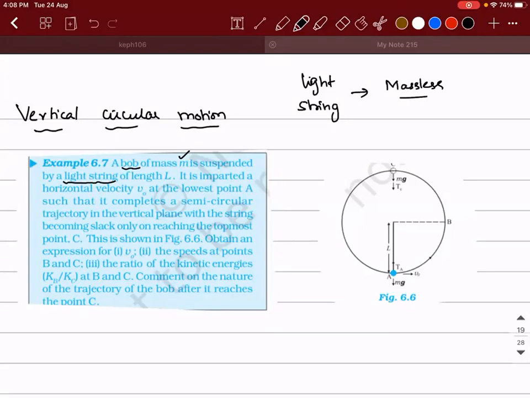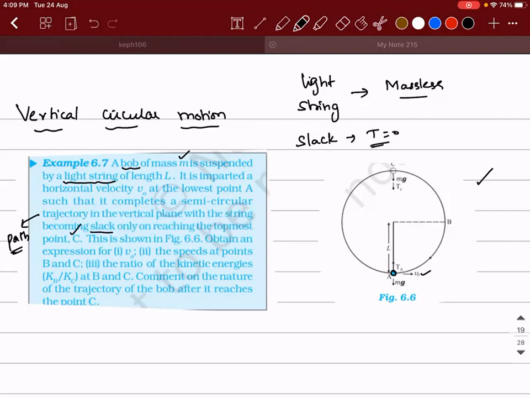Yes, it is imparted a horizontal velocity v naught at the lowermost point A, such that it completes a semicircular trajectory. Trajectory means path. Semicircular trajectory in the vertical plane with the string becoming slack. So the meaning of slack is tension becomes zero at that point. With the string becoming slack only on reaching the topmost point C. So this is shown in figure 6.6.